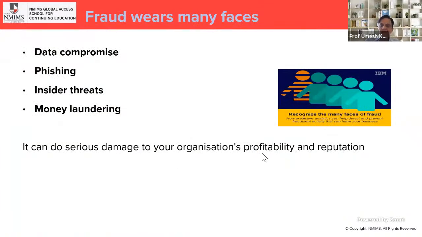So, different types of fraud. Data compromise is one of them. Phishing is another one. Insider threats is another one. And money laundering is another one. So let's talk about data compromise first. What is your understanding of data compromise?